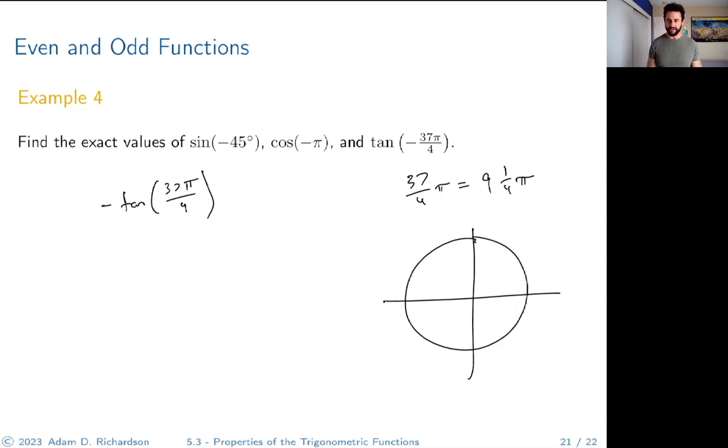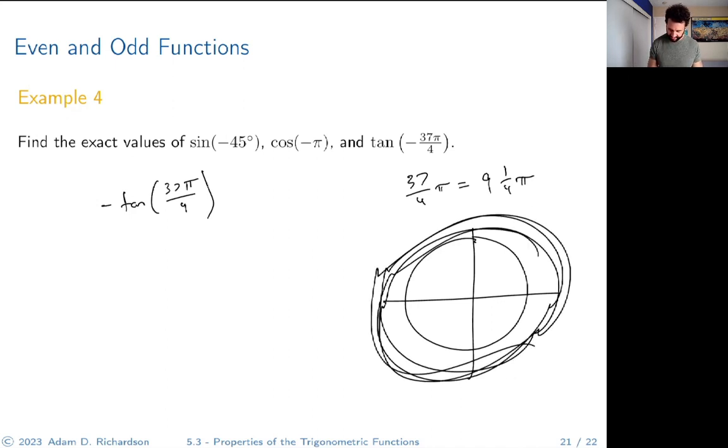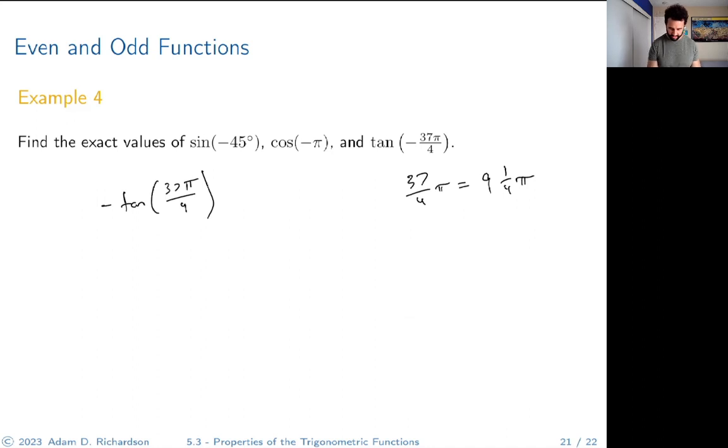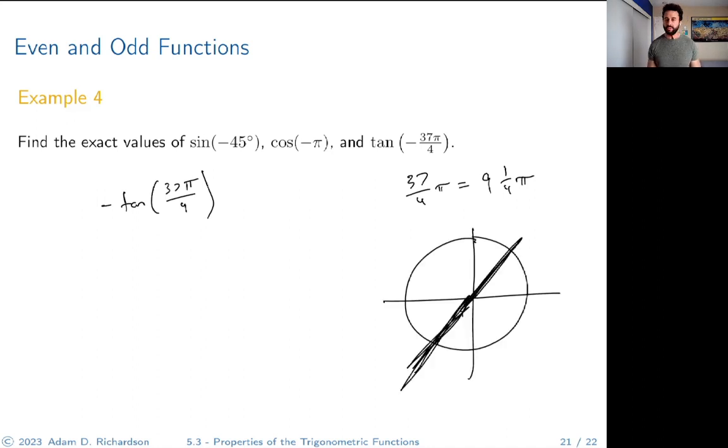On the unit circle, I'm going to go around and around for 9 pi and then another 1/4 pi. Because it's 9, we're going to do a bunch of full rotations and then another pi and then a 1/4 pi. So you'll go 1, 2, 3, 4, 5, 6, 7, 8, 9, and then another 1/4. So you'll be down here. What's the tangent of that line? I can see it in the picture, right? The slope of that line is going to be 1. So this is going to become negative 1.